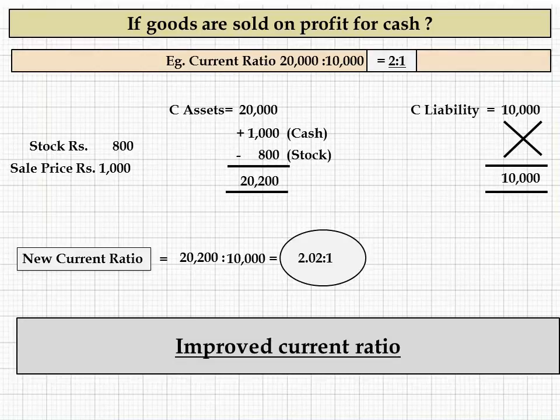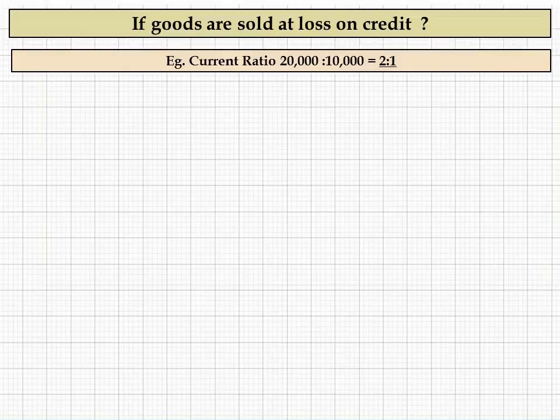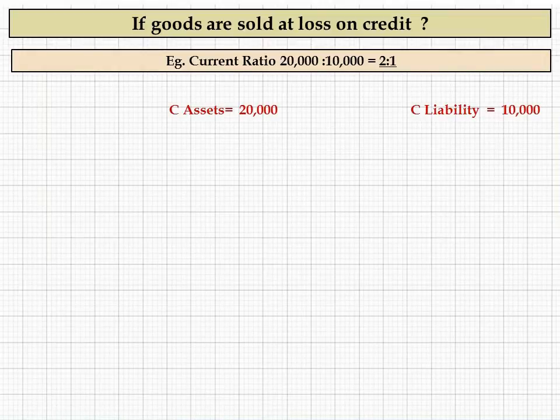Suppose the next situation is goods are sold at loss on credit. How will it affect our current ratio? Suppose at present our current ratio is 20,000 is to 10,000, means 2 is to 1. We have sold the goods at loss on credit. Suppose the cost of the stock, means goods, was 1,000 rupees, but we have sold it only for rupees 800.